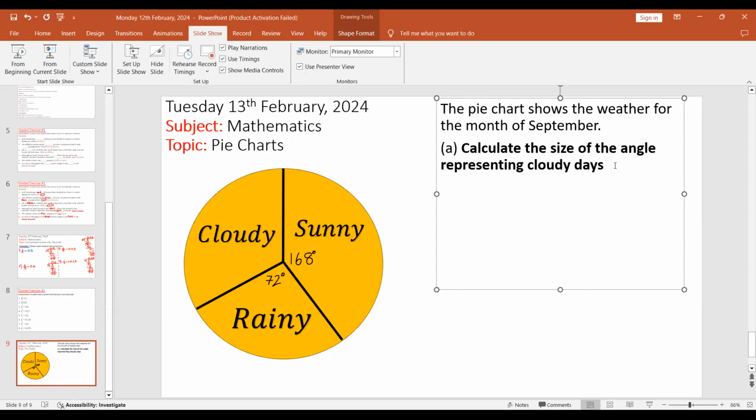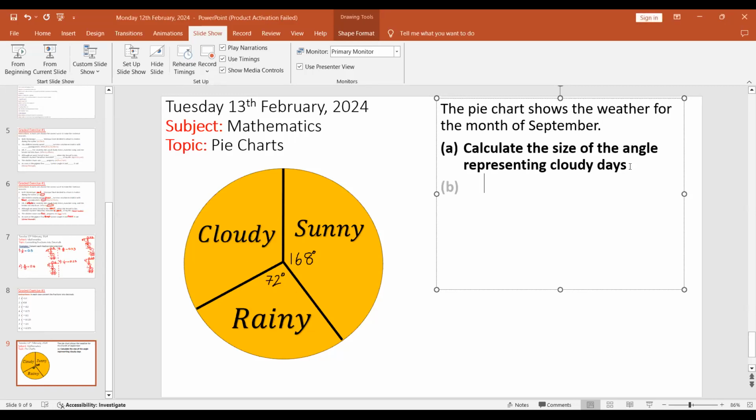Okay, so now my question again, calculate the size of the angle representing cloudy days. I think you subtract 180 degrees, 72. No, we want cloudy. I think you add all of them up together, 168 plus 72, and subtract it from 360. Why from 360? Because angles at a point add up to 360. Very good. Because angles in a circle, they add up to 360.